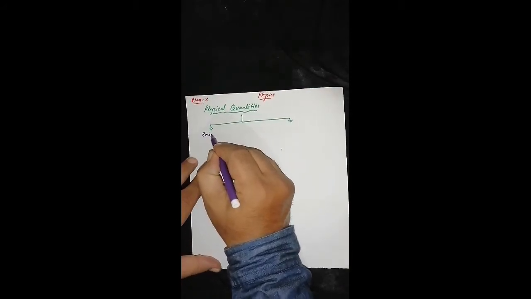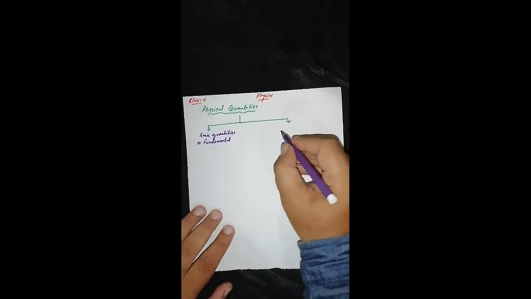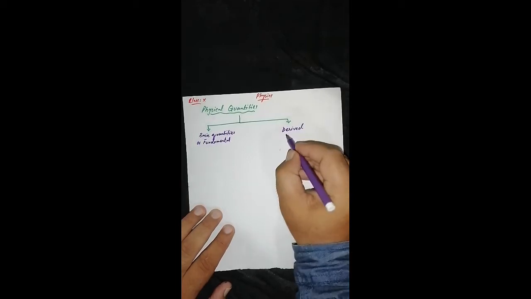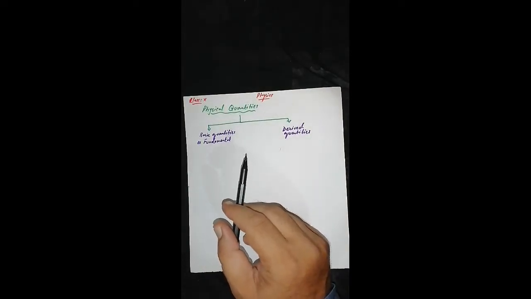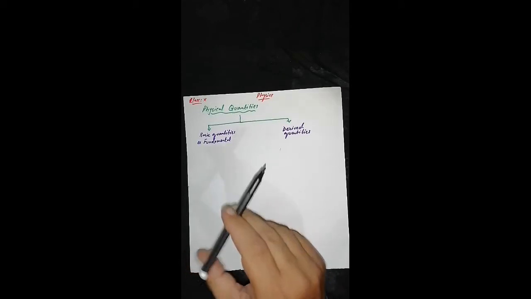Scientists have divided all physical quantities into two groups. Number one, basic quantities or fundamental. And the second is called derived quantities. So physical quantities can be categorized into two groups. Number one is called basic quantities or fundamental quantities. And number two, derived quantities. Basic or fundamental quantities consist of seven quantities.